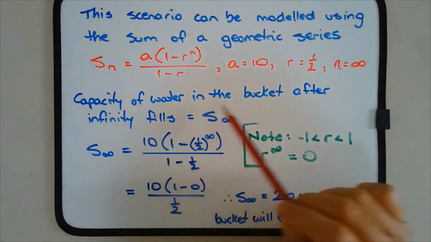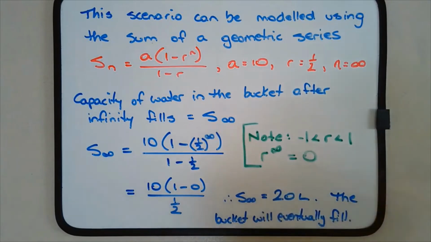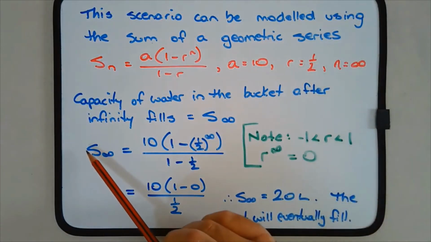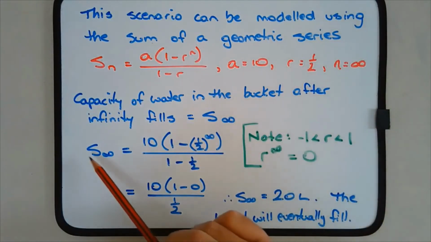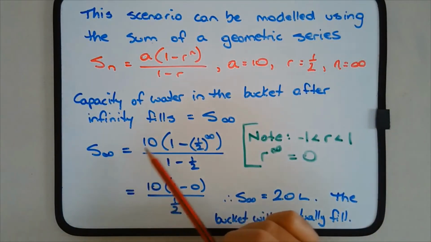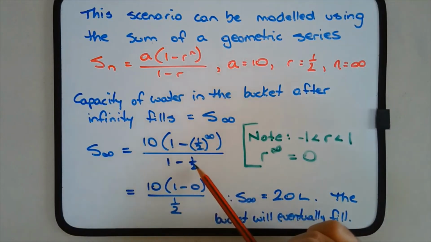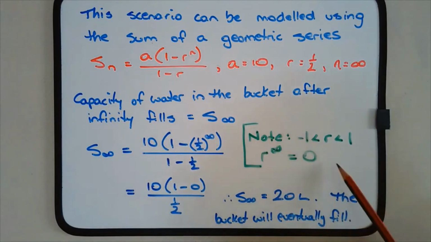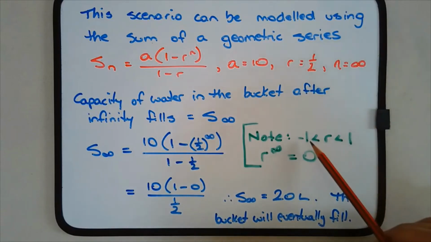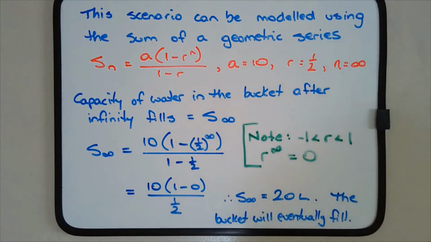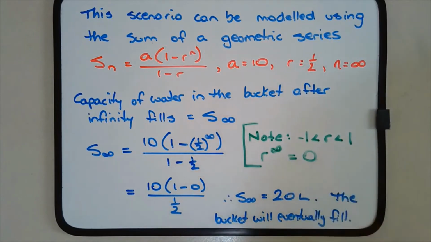So the capacity of water in the bucket after infinity fills is S infinity, or the sum to infinity. So let's see what happens when we let n, this index here, equal infinity. Now S infinity is equal to 10 outside of 1 minus half to the power of infinity over 1 minus half. Now a little side note here: if the common ratio is strictly between -1 and 1, and not equal, of course, to -1 or 1, then r to the power of infinity is equal to 0.